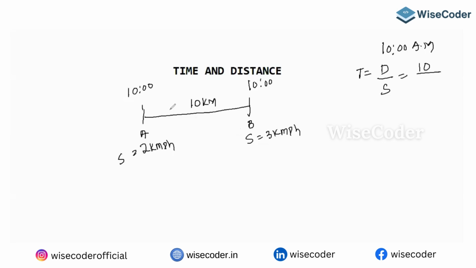So after what time are they going to meet? Look here. At 11 o'clock, cat A is going to travel 2 kilometers. At the same time, cat B is going to travel 3 kilometers. Yes or no? So can I say in 1 hour together they traveled 5 kilometers? Yes or no?